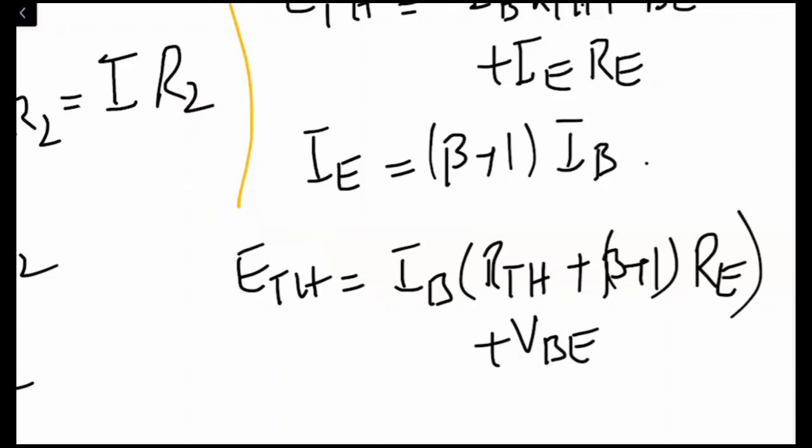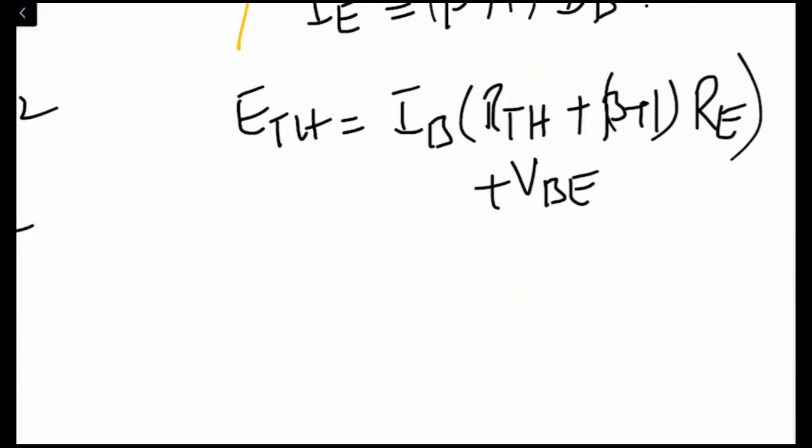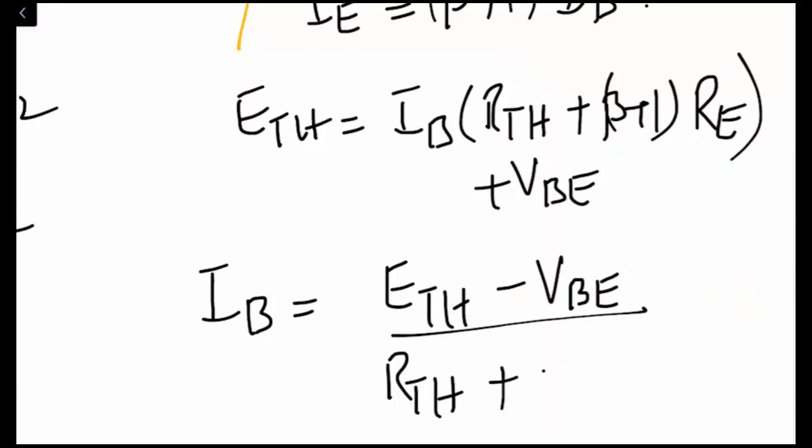Yes, sir. And from here we can find the value of IB, and IB can be written as IB is equal to ETH minus VBE divided by RTH plus beta plus 1 times RE. Right? Are you with me? Yes. Right?